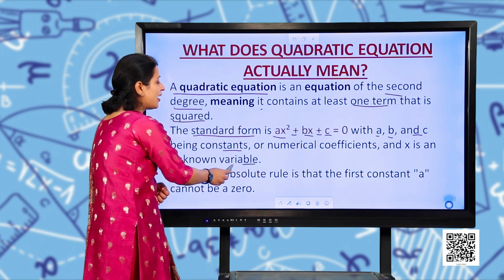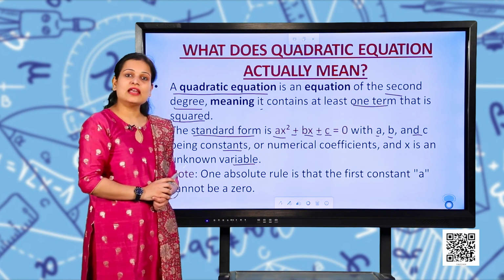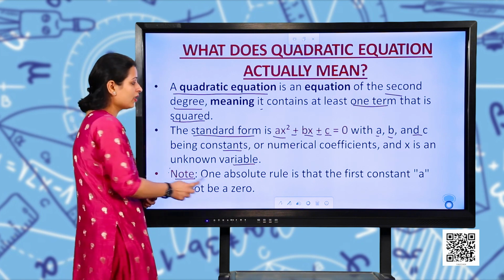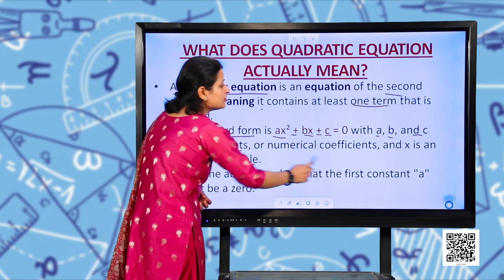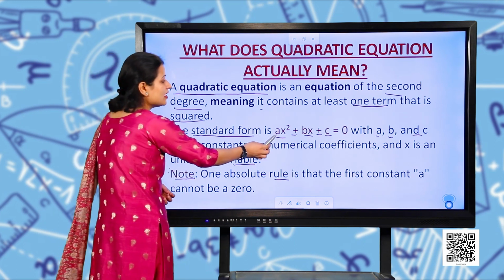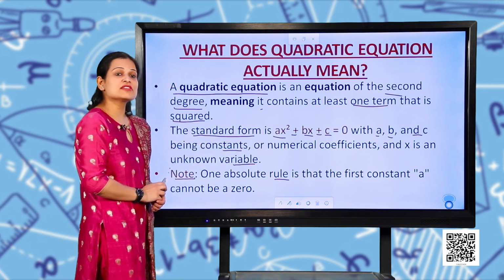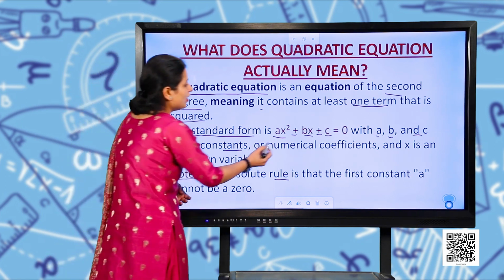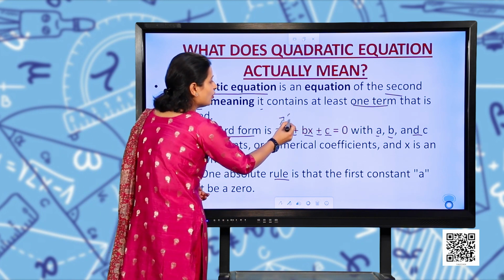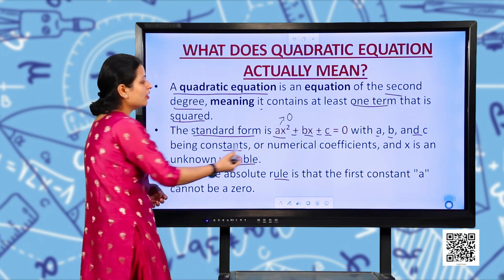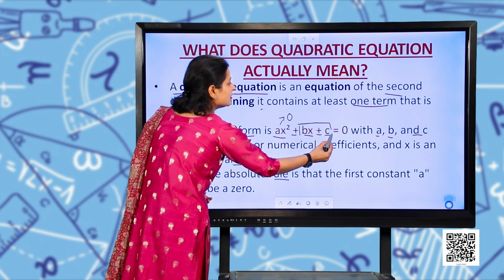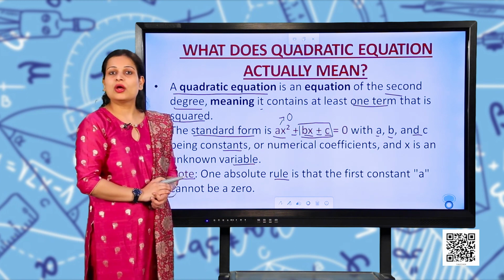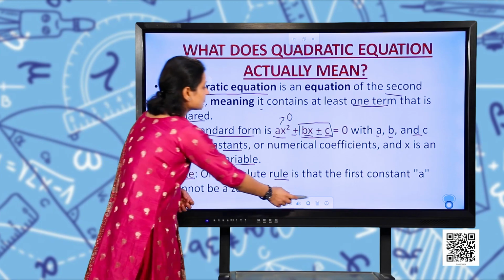Here x is an unknown variable. What is x? X is an unknown variable. Here there is a rule. The rule is that the first constant a, the coefficient of x square, cannot be 0. Means what? If this becomes 0, you are left with bx plus c, and this will become a linear equation, not a quadratic equation.